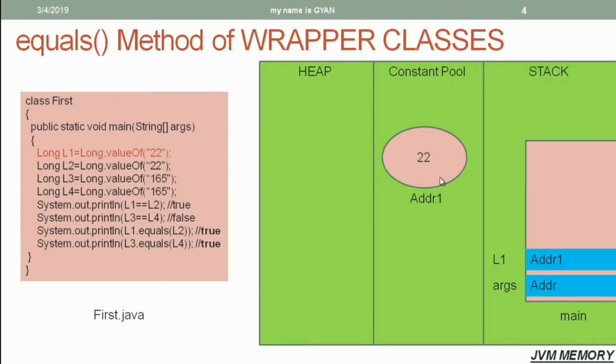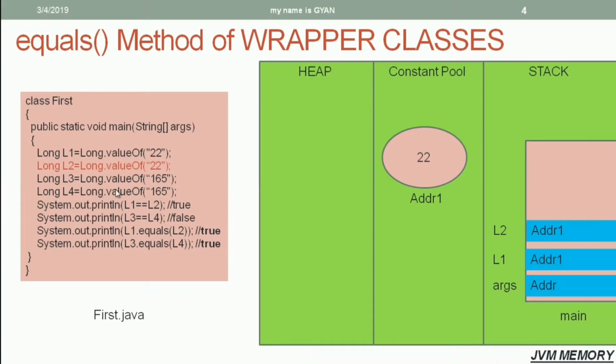But in the constant pool, a Long object already exists with the same value. That's why it will not create a new Long object which contains 22, and a reference to the existing object will be stored into the reference variable L2. That's why L1 and L2 are pointing to the same object.